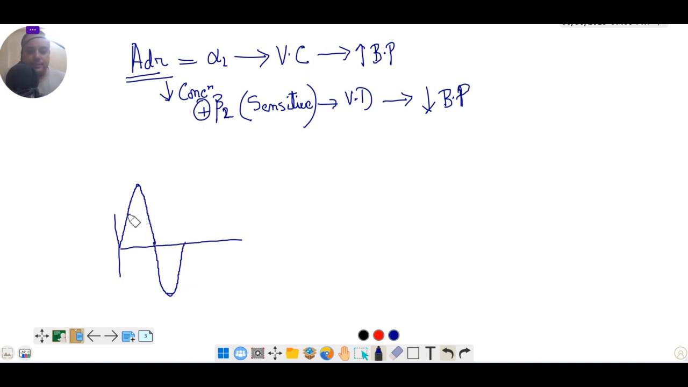So this curve of adrenaline that happens on the blood pressure is known as the biphasic response. This is the biphasic response of adrenaline on the BP. And this biphasic response occurs because initially there is stimulation of the alpha 1 receptors, which are strong receptors, followed by the stimulation of the beta 2 receptors.